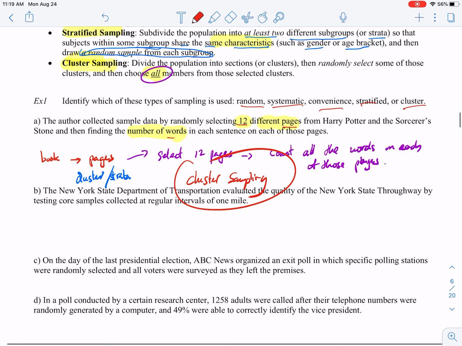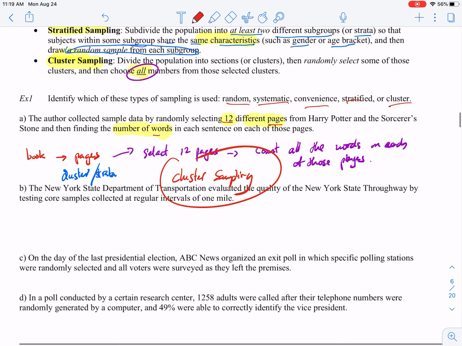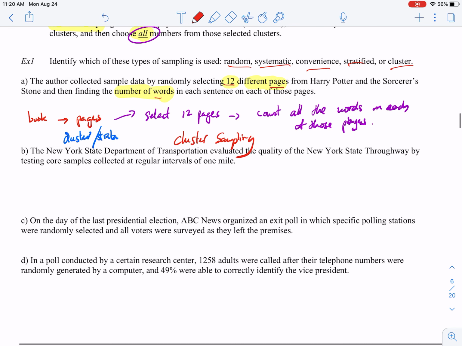Next, the New York State Department of Transportation evaluates the quality of the New York State Thruway by testing core samples collected at regular intervals of 1 mile. So at every interval of 1 mile, the Department of Transportation collects the core samples and then studies them. That is a systematic way of collecting sample data, so in this case we're looking at systematic sampling.